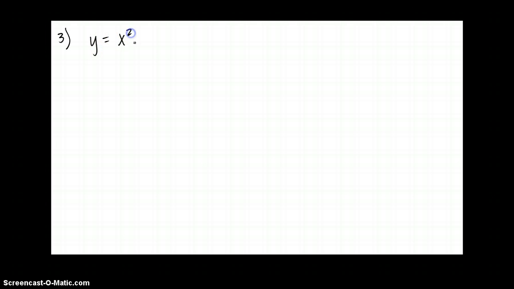Y equals x squared ln of x. So now we'll need our product rule because we're multiplying two functions in terms of x. First times the derivative of the second plus the second function times the derivative of the first function. So cleaning up our answer, x squared divided by x would simplify to x.